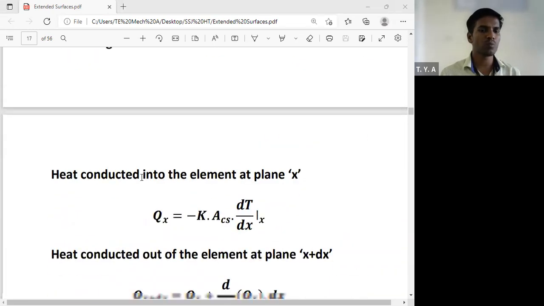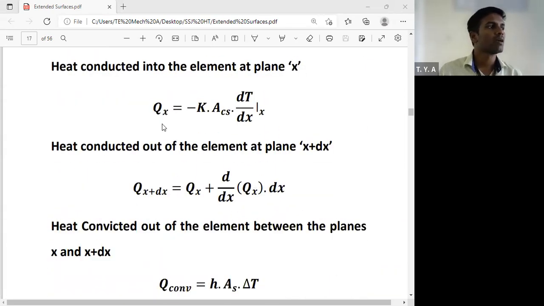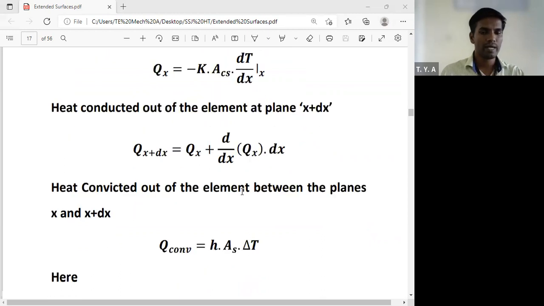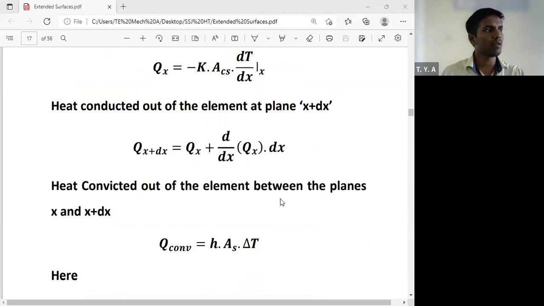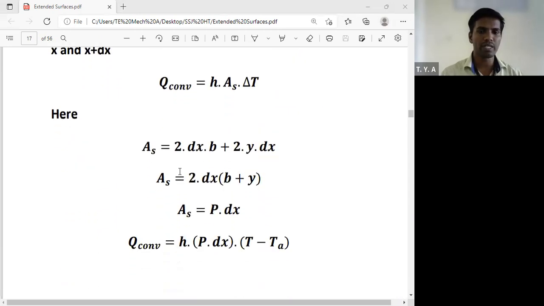What is the equation for Qx? That is Fourier's law of heat conduction, minus kA dT by dx. Similarly, we have written the equation for Qx plus dx, that is Qx plus the derivative of Qx into dx. Then we wrote the equation for the convection. What is the standard equation for convection? That is hA into delta T. According to that we have written the equation.